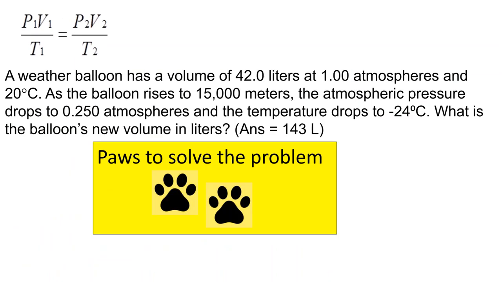It's your turn. A weather balloon has a volume of 42.0 liters at 1 atmosphere and 20 degrees C. As the balloon rises to 1,500 meters, that's about 45,000 feet, the atmospheric pressure drops to 0.250 atmospheres and the temperature drops to minus 24 degrees Celsius. Gets chilly up there. What is the balloon's new volume in liters? I've given you the answer. You know the drill. You're going to pause to solve the problem, and then you're going to check and restart to see your answer.